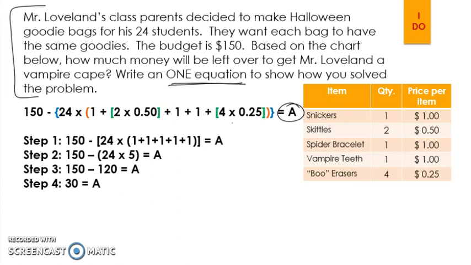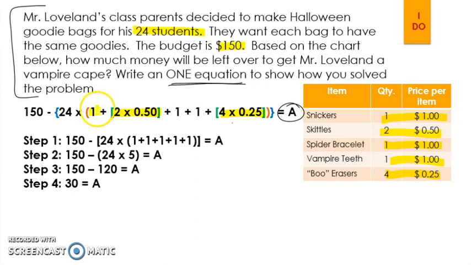Mr. Loveland's class parents decided to make Halloween goodie bags for his 24 students. They want the bags to each have the same amount of goodies, and the budget is $150. So if we were solving this, we would first figure out how much each item is, and that is here. So if we have Skittles and there are 2 packs in each bag and they're each 50 cents, we know that that's going to equal $1.